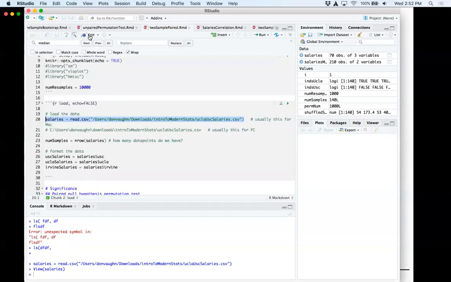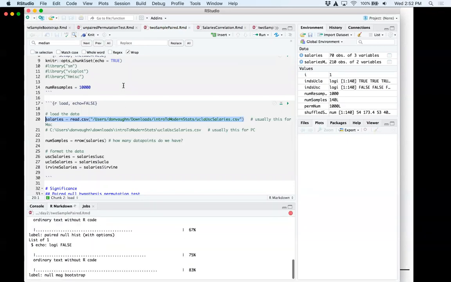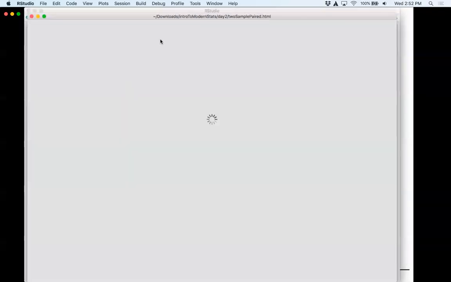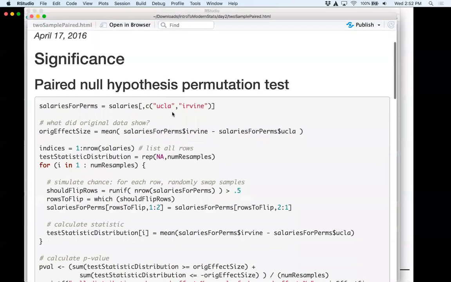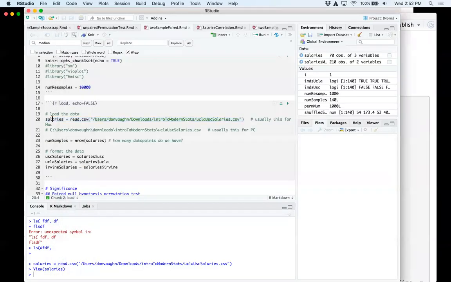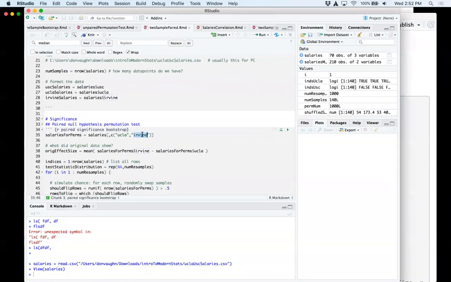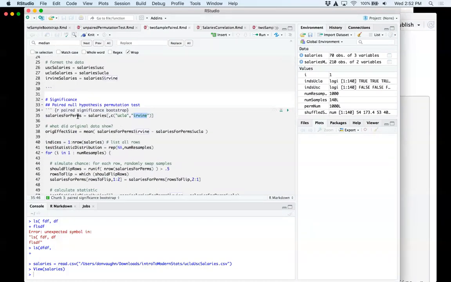If you knit these data together, we got our original example, which is USC versus UCLA. I just did a simple comparison, and we did the permutation test between two different things. And so here is UCLA and Irvine. Here are the salaries for the permutations. This is my boo-boo. I forgot I'd actually already switched these and saved them.